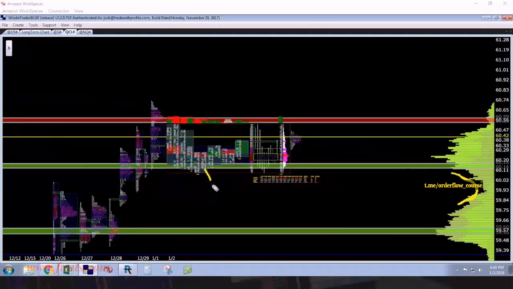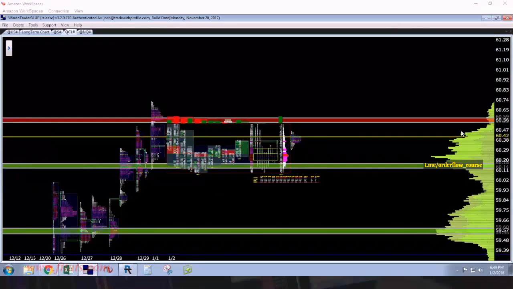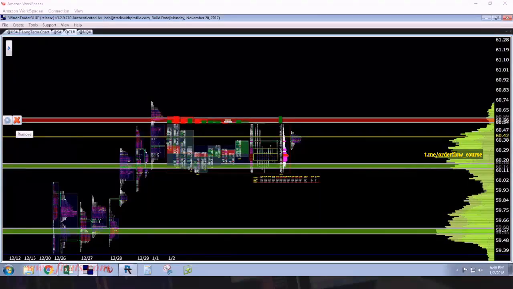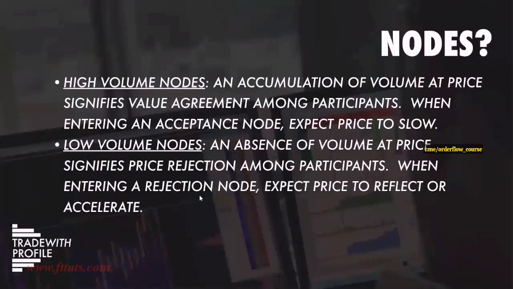I was actually looking for the price to come in here and then reject out. We never got down to the target before we just stayed higher. But that's the expectation. Instead, we stayed in this higher volume area. Okay, so those are nodes.